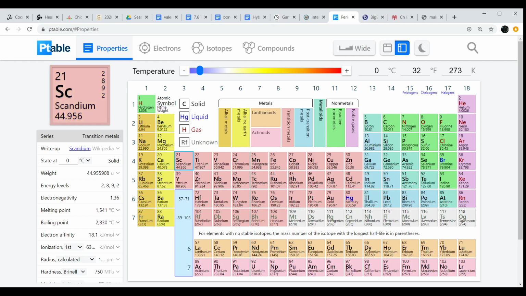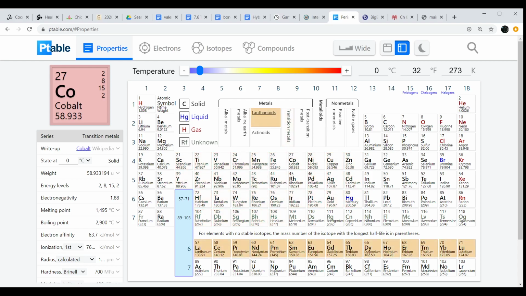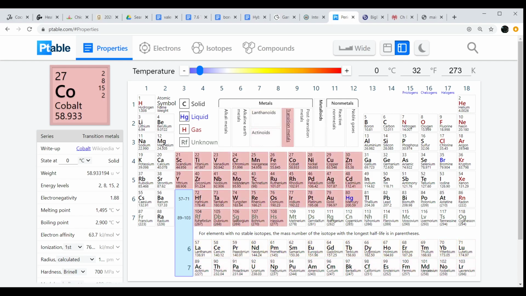And the transition metals are metals that have a variable loss of electrons, okay? So these metals right here, these ones in the middle, this entire group of transition metals, and both the lanthanides and the actinides, are all metals that can change.